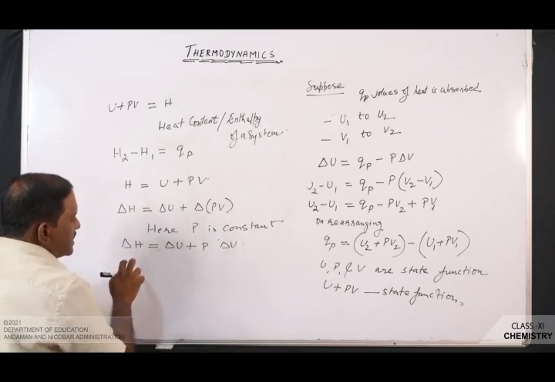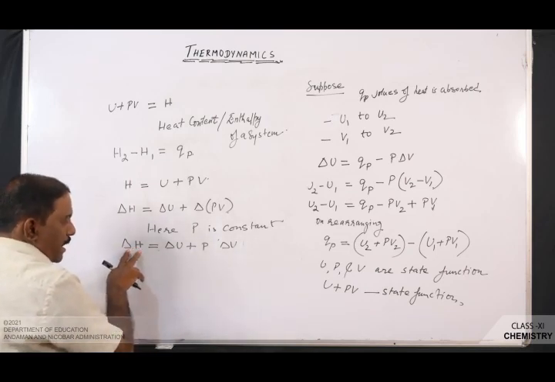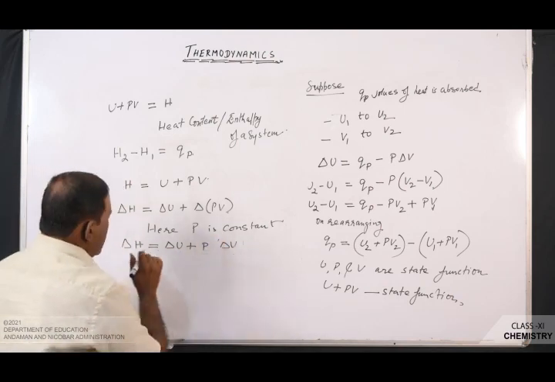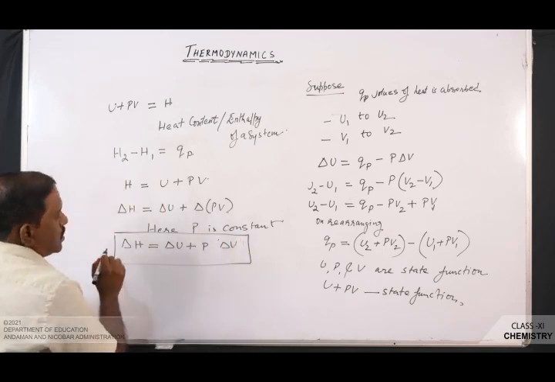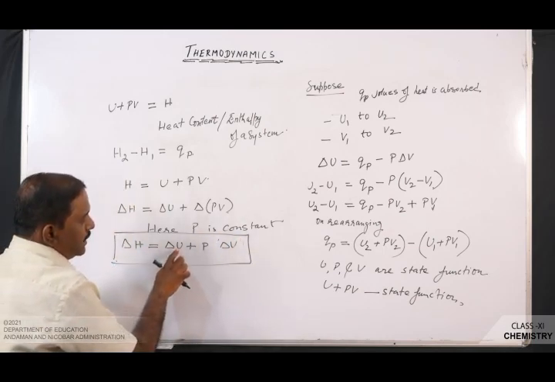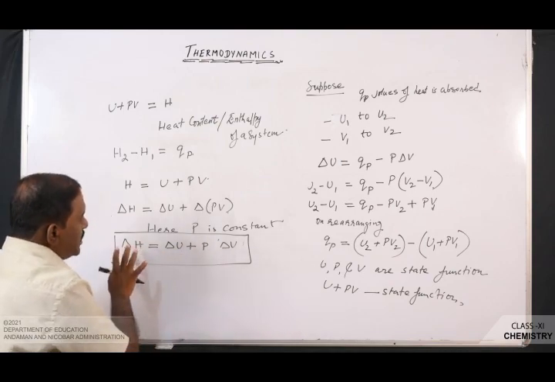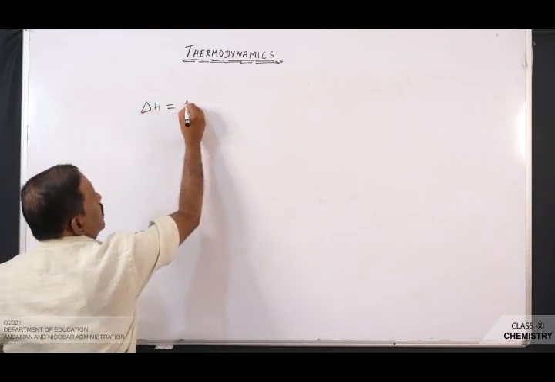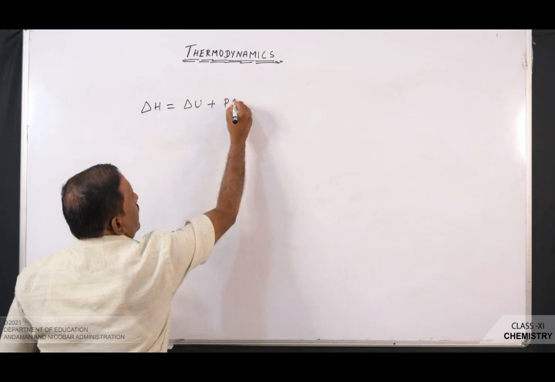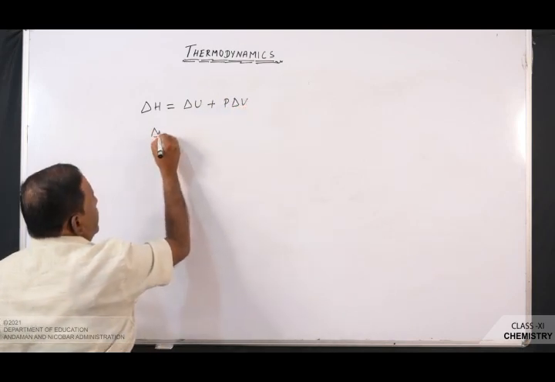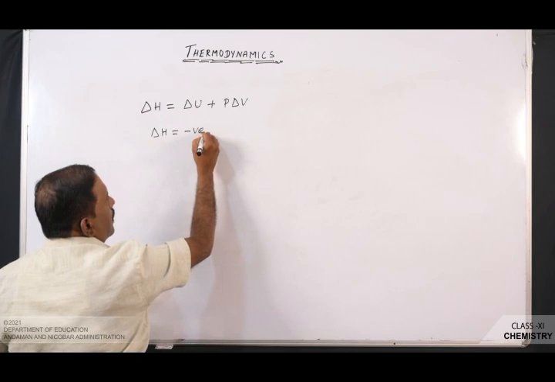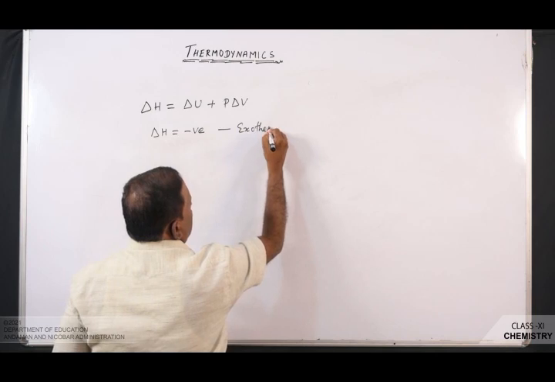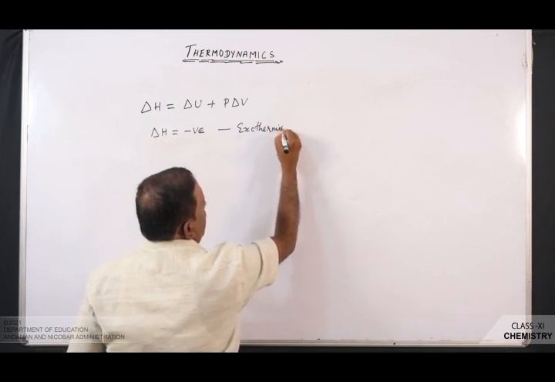Okay, students, so this is the change in enthalpy, change in internal energy, and change in volume. So we got delta H is equal to delta U plus P delta V. This is the enthalpy change. Here, if delta H is negative, then it is an exothermic reaction.